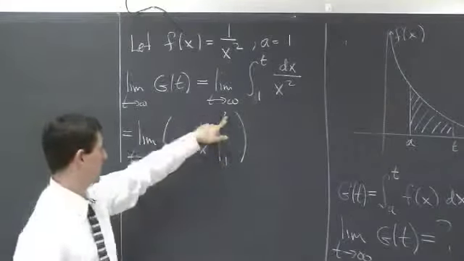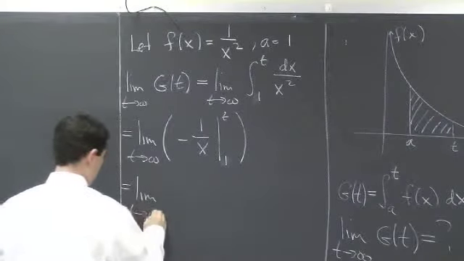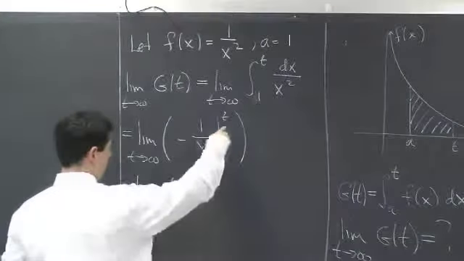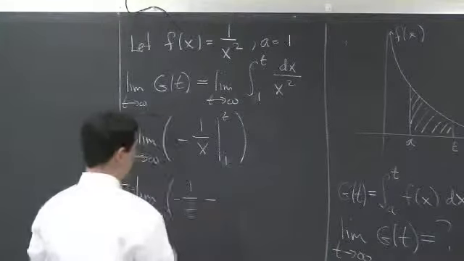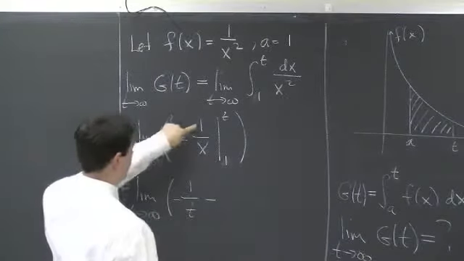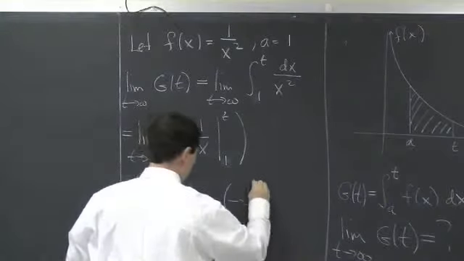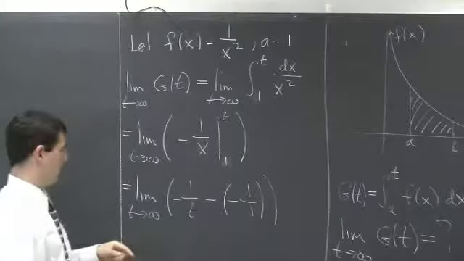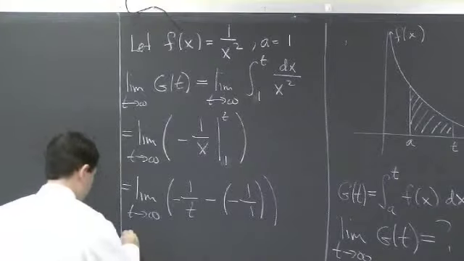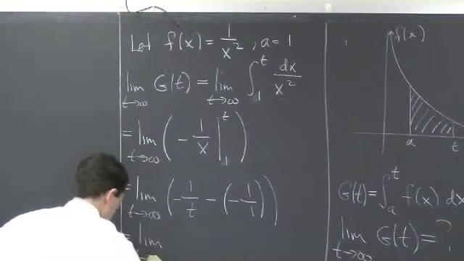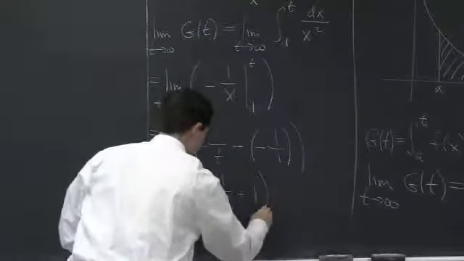So we're applying the fundamental theorem here. When you evaluate at t, you get minus 1 over t, minus, now you evaluate at 1, so you get minus 1 over 1. So this is just plus 1. And then you have minus 1 over t. So the limit as t goes to infinity of minus 1 over t plus 1.